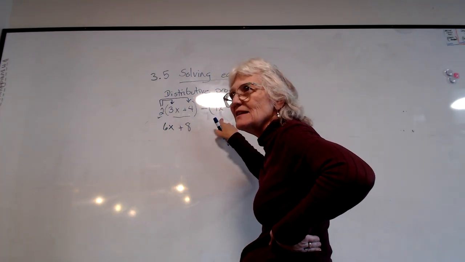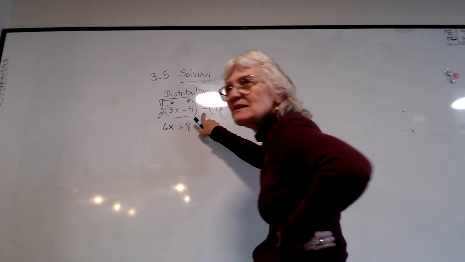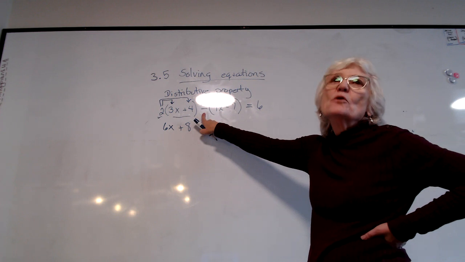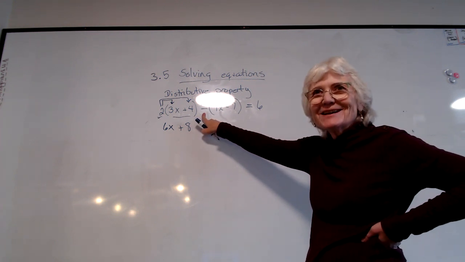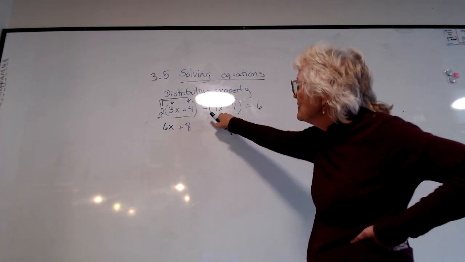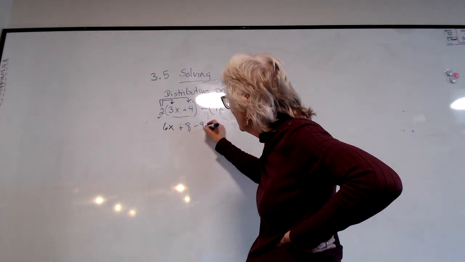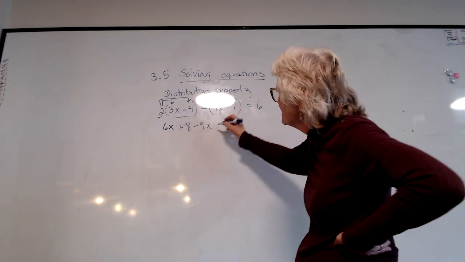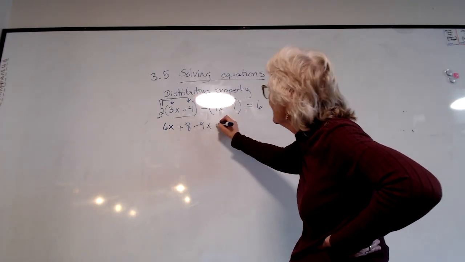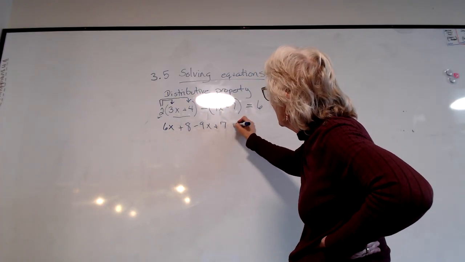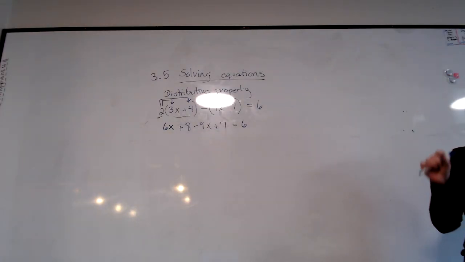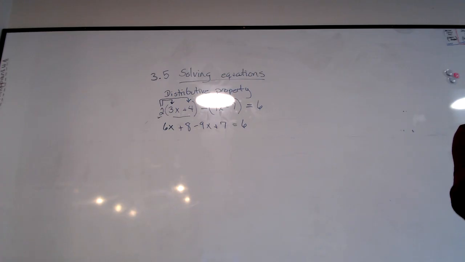That's another way of saying this. I'm distributing because this is a negative sign. It means either the opposite or make them negative, okay? So the opposite of 9x is negative 9x. The opposite of negative 7 is positive 7, and that equals 6, okay? So what we did was we distributed through both sets of parentheses.